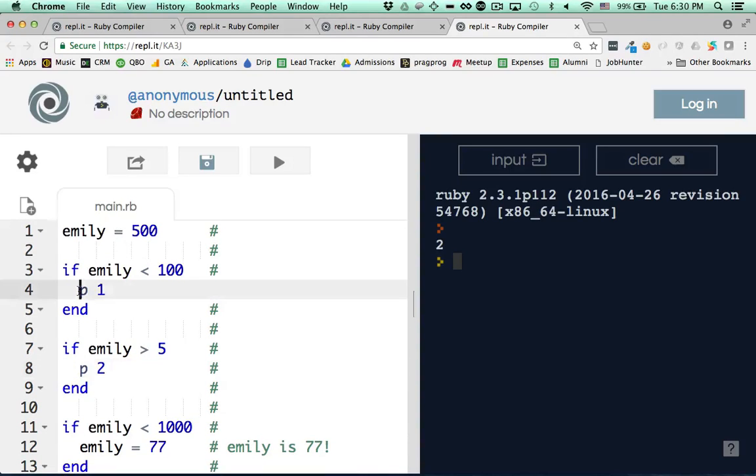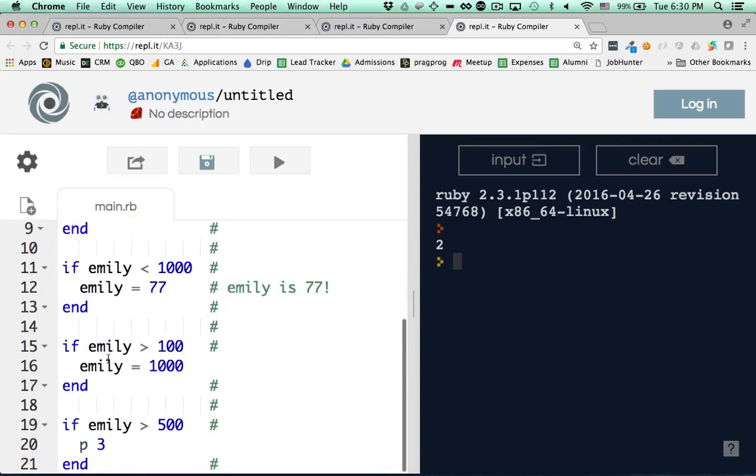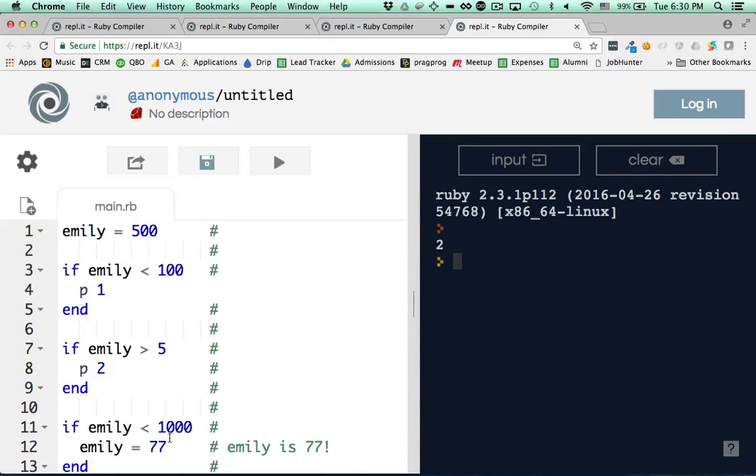So I had a few other lines where I tried to print something. Line 4, I used the P to print something, and on line 20, I tried to print something with the P, but those lines get skipped. So the only line that has a P in it that actually got hit was line 8, which prints 2 to the terminal. Does that make sense? Yeah, good question.